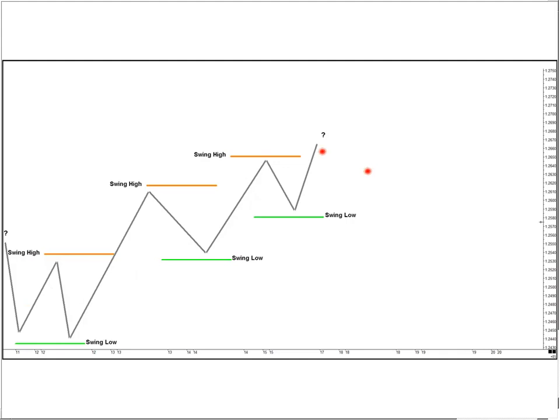Why? I don't know if this is a swing high. I don't know what this is yet. I know that we're heading higher. Is this it? Are we going to head higher? Is this it? Are we going to head lower and take out the swing low? I have no idea. So I don't mark this as a swing high. I assume this is a swing low, but it's not confirmed yet. But I certainly don't know that this is a swing high yet.